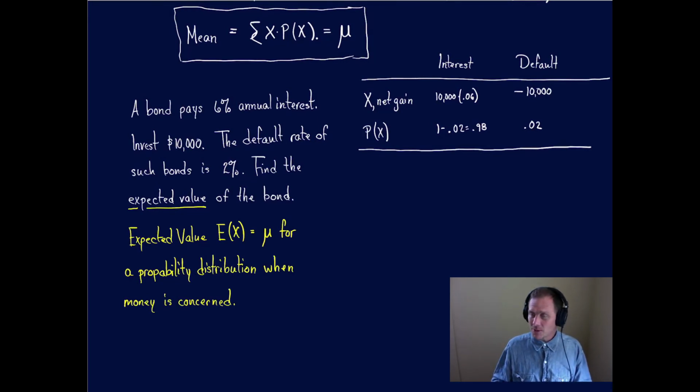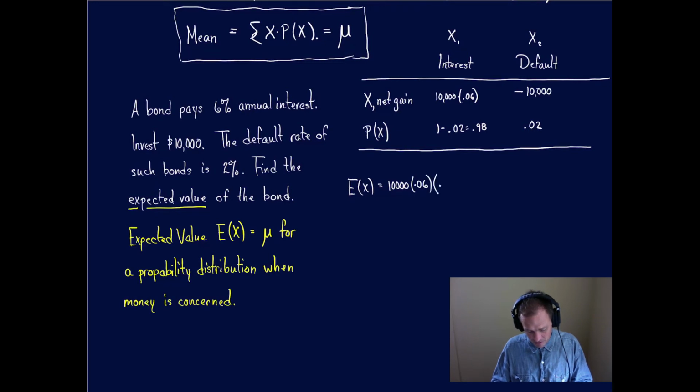So what do we do from here? Well, look at what we have. This is just our X1, interest. Default is the other event, X2. And we have the probability of X, so we can calculate the expected value. The expected value on this bond is the X, which is 10,000 times 0.06, the interest rate, times its probability of 0.98, minus 10,000 times the default rate of 0.02.